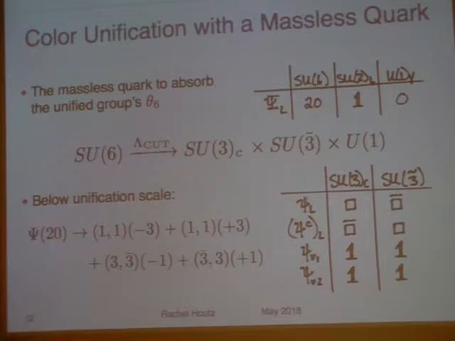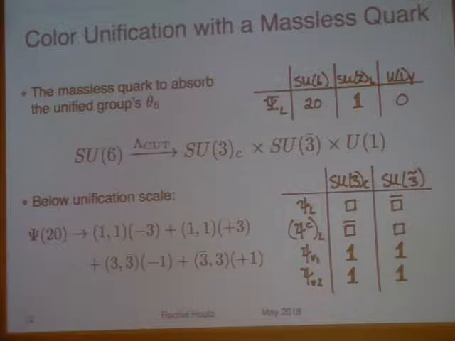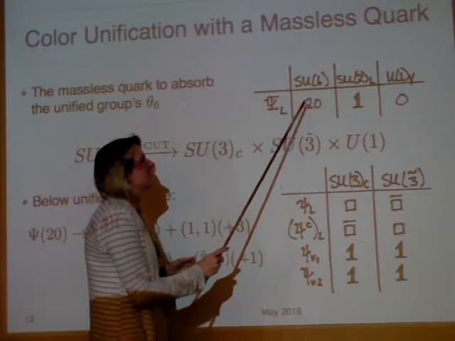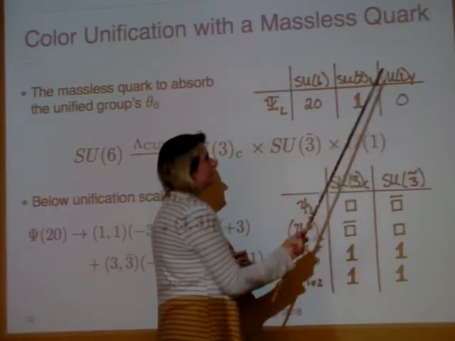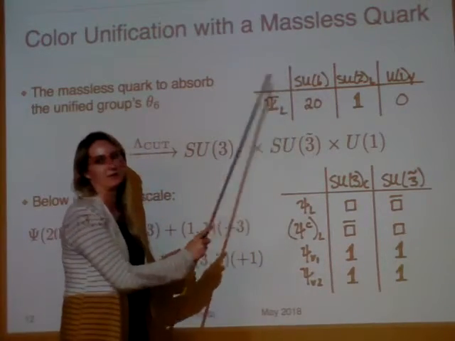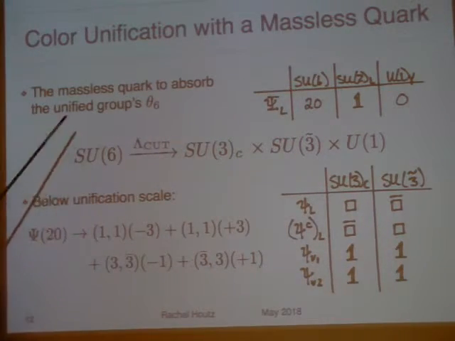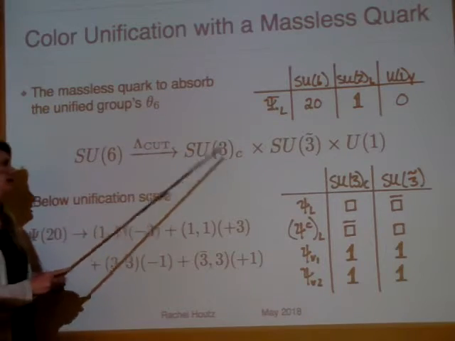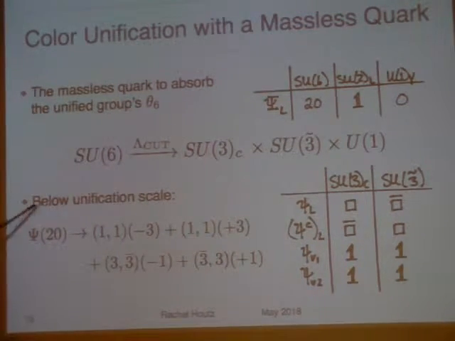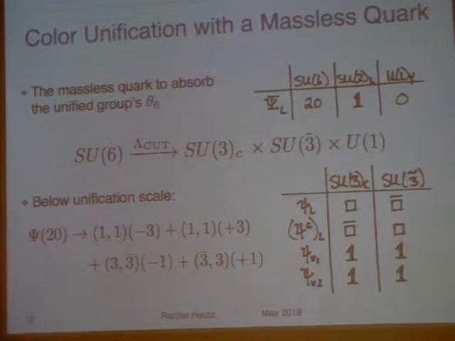All right, so let's talk about how we do this. We start with SU(6), which is going to be our color unified theory. So you're going to see the word CUT instead of GUT a lot because it's not grand unification, it's just color unification. So in our high energy theory, we have SU(6), and then we also have SU(2) left and hypercharge. So these guys aren't living inside the color unified group. This group is just color being unified. And then SU(6) breaks to SU(3) color, SU(3) tilde, and U(1). And we put our massless quark in the 20 representation of SU(6).